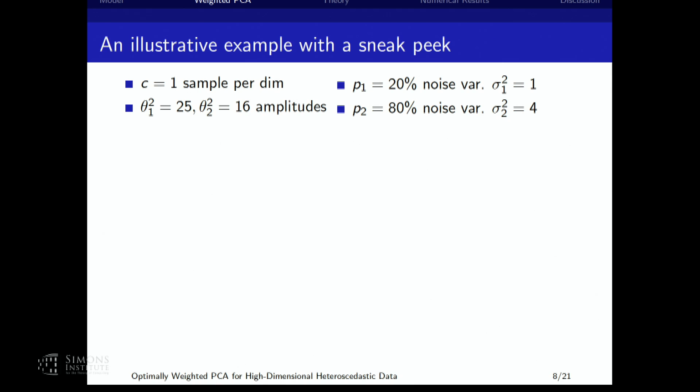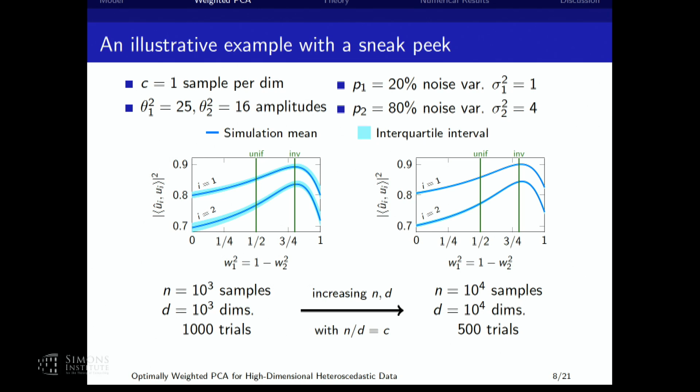In this simulation, we're going to have one sample per dimension. P and N are the same. We have a 2-dimensional subspace. We're trying to recover 2 different principal components. And then we have some data, about 20% of our data, that has noise variance 1, and the other data has 4 times that noise variance. So a lot of data that's very noisy, and a smaller amount of data that's less noisy. These are the kind of plots we see in that context.